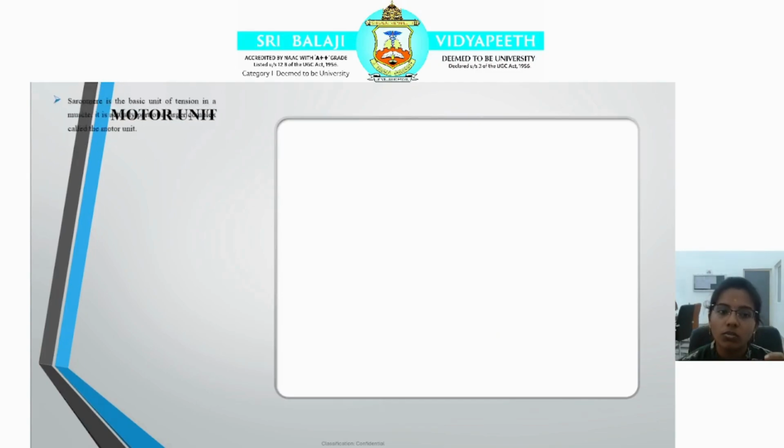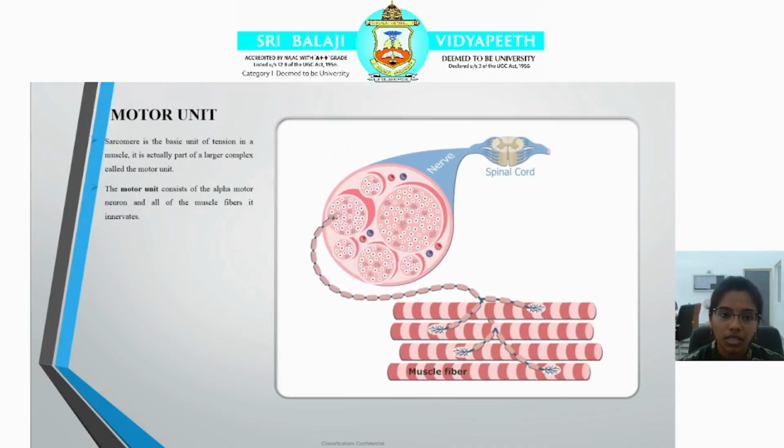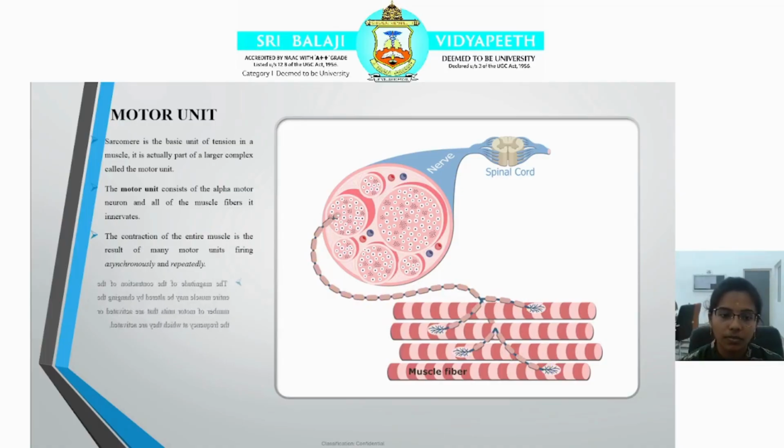So, motor unit. What is a motor unit? It is nothing but an anatomical and physiological entity. The basic fundamental anatomical and physiological entity consists of a single anterior horn cell and all the muscle fibers it innervates. This motor neuron causes the entire muscle to contract by firing asynchronously and repeatedly.